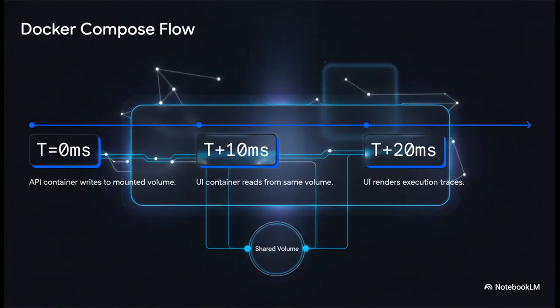If you're using Docker Compose, the shared volume pattern is literally your best friend. This connects isolated API and UI containers through a private network. Your API container writes local tracking data to a mounted Burr data directory, and then the separate UI container concurrently reads from that same volume to visualize your execution traces in real time. It's clean, it's isolated, and highly effective for single machine deployments.